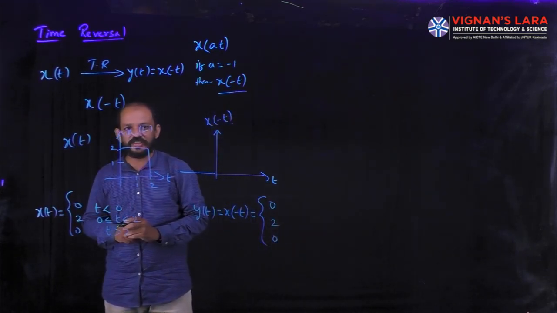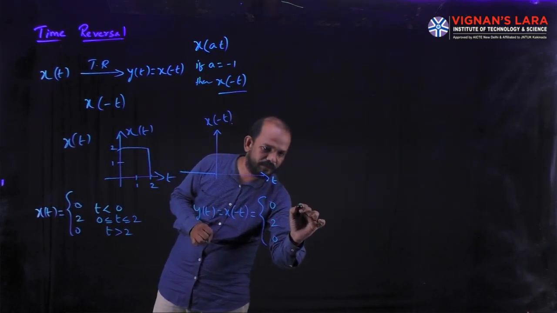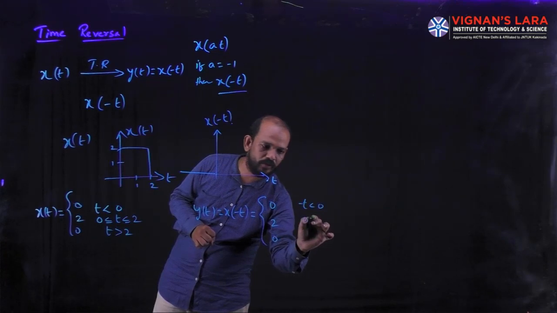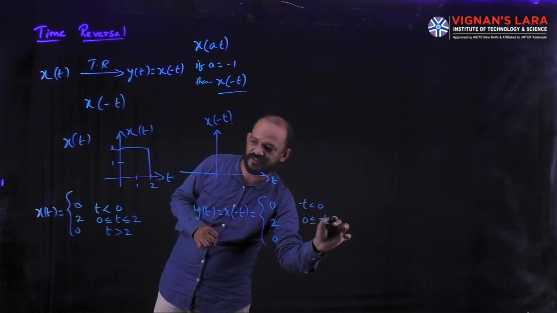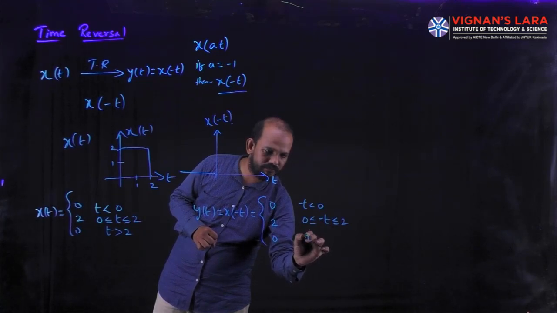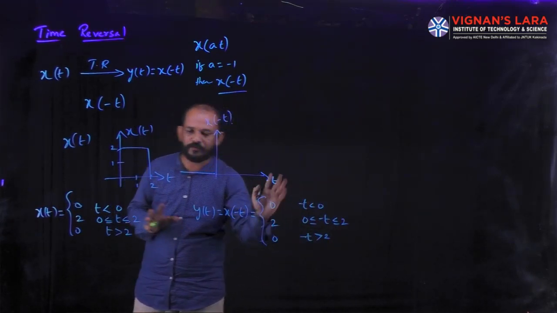Now what is the change? t. So in place of t we have to write minus t. That is minus t less than 0, 0 less than or equal to minus t less than or equal to 2, and minus t greater than 2. Okay, so this is the equation, if you think like that.